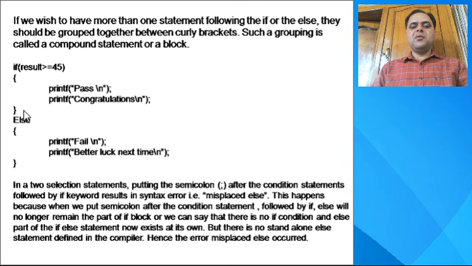So for example, if we put a semicolon, this else will be treated as there is only else and no if. But there is no stand-alone else statement defined in the compiler, hence the error misplaced else occurred. So we don't have a stand-alone else in the compiler, so every else requires an if. So if you put a semicolon, this else is a standalone, and it does not have an if, so the misplaced else error will occur.